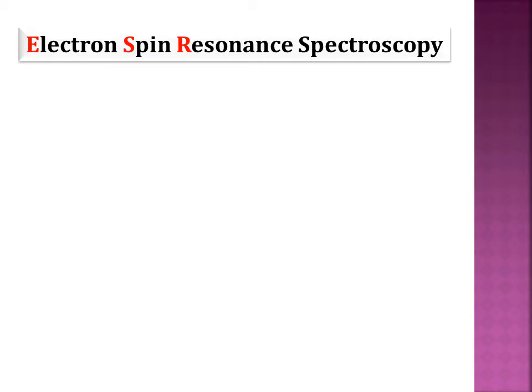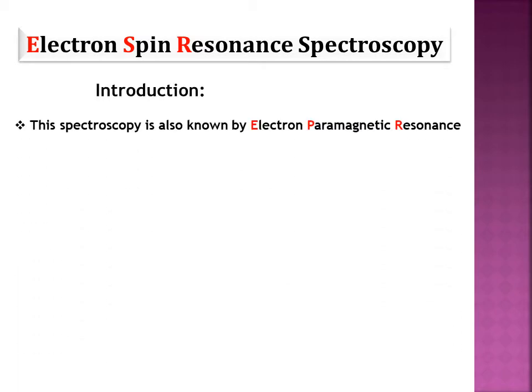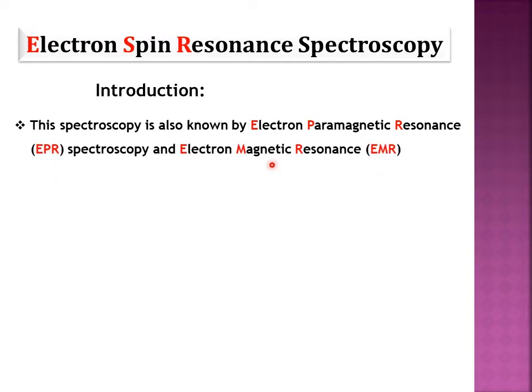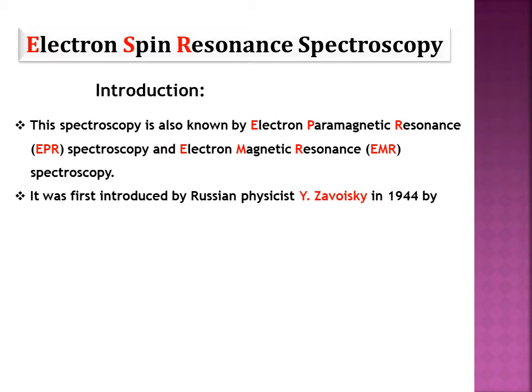Now, the introduction of ESR spectroscopy. What are the common names of ESR spectroscopy? It is also known as electron paramagnetic resonance spectroscopy, EPR spectroscopy, because it is limited to only paramagnetic substances. Another name is electron magnetic resonance spectroscopy. So the common names of ESR spectroscopy are EPR and EMR spectroscopy. This spectroscopy was introduced by the Russian physicist Evgeny Zavoisky in 1944, by applying a 47.6 GHz frequency.